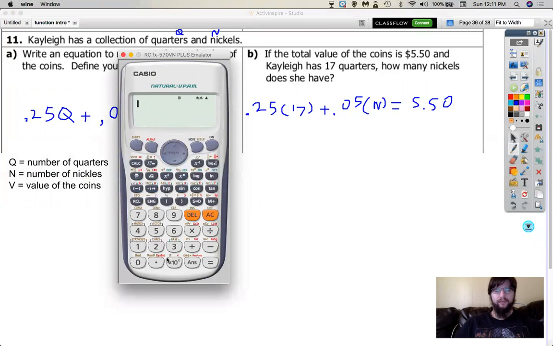For that, 0.25 times 17 plus 0.05 times X. Remember, always X for your variable. Can't use N, can't use anything but X when you're typing in the calculator. Equals 5.5. Put the zero on there or not, doesn't matter. Shift calc equals 25.